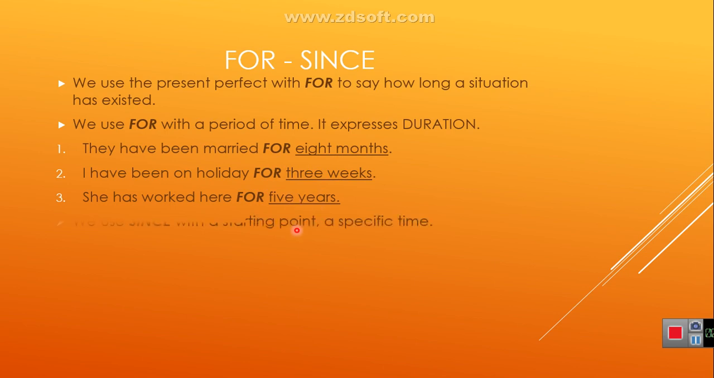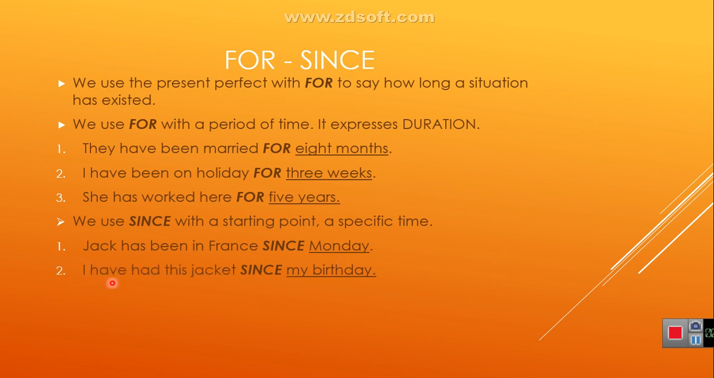Now, we use since with a starting point, a specific time, not a duration like for, no, a starting point when something started in the past, a specific time in the past. First example, Jack has been in France since Monday. So the verb has been in the present perfect is used with since to say that Jack went to France on Monday and he's still in France till now. And after since we have Monday.